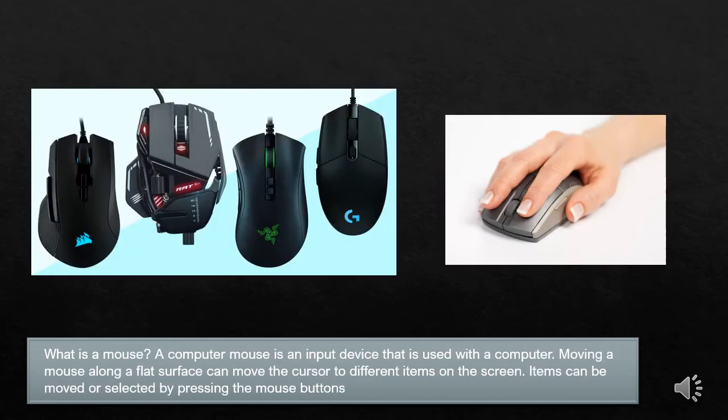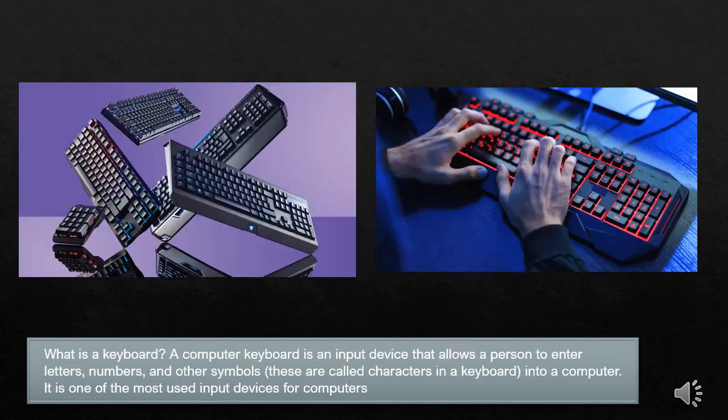The mouse. What is a mouse? A computer mouse is an input device that is used with a computer. Moving a mouse along a flat surface can move the cursor to different items on the screen. Items can be moved or selected by pressing the mouse buttons.